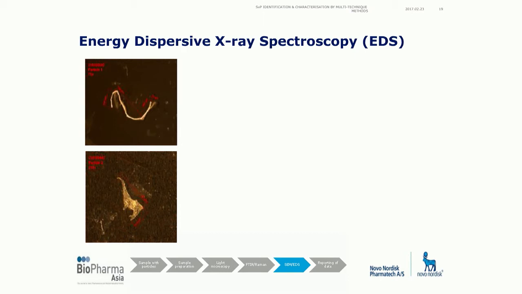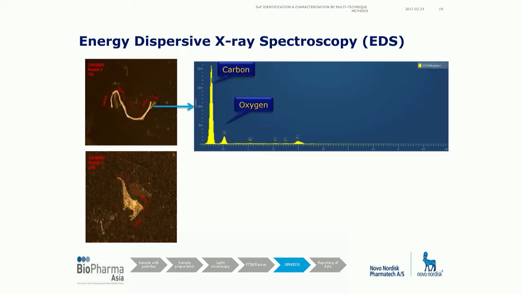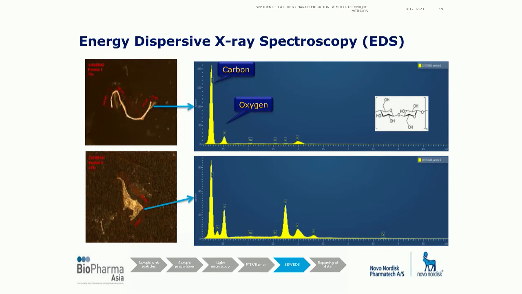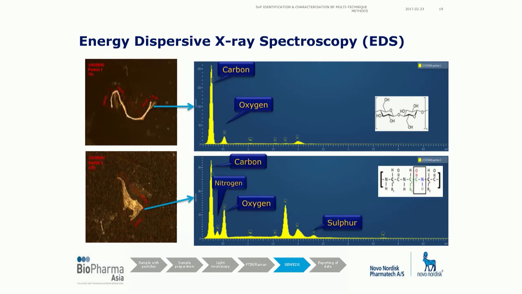In the case study that we have at hand, we saw that for the fiber-like particle, we had carbon and oxygen, supporting very well that this is indeed a cellulose fiber. And in the case of the protein agglomerates, we could see signals from carbon, nitrogen, oxygen, and sulfur, supporting that this is indeed a protein. But we do also see a silicon peak in this spectrum, supporting that silicon is indeed present in the particle.